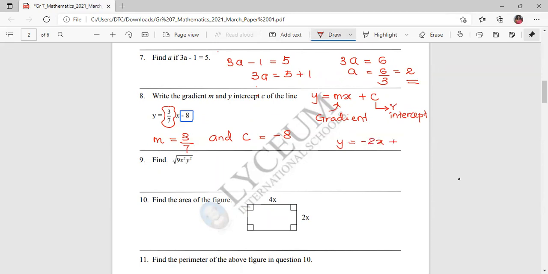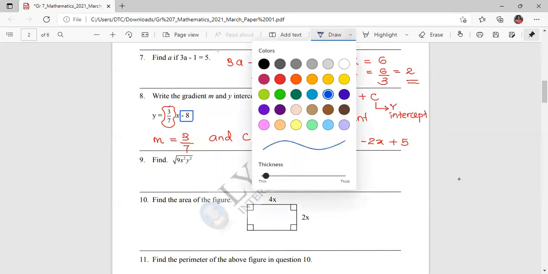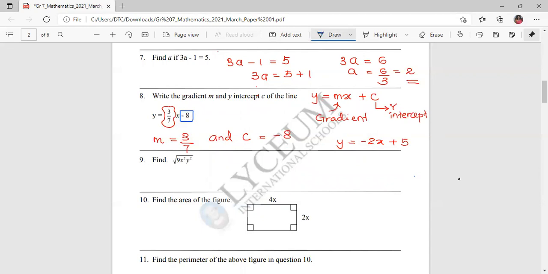-2x plus 5. Now, can you guess what is the gradient in this equation and what is the y-intercept, children? This time you have the gradient -2 and the y-intercept is 5. So why did I want to give this kind of equation? Otherwise, you might think that the gradient value should always be positive. No, there can be negative gradients also.